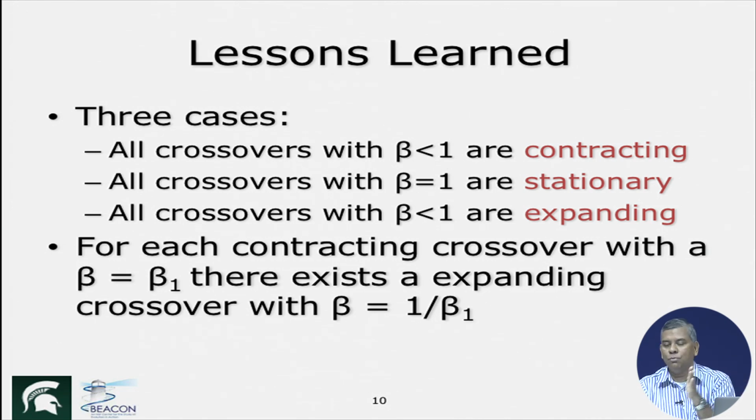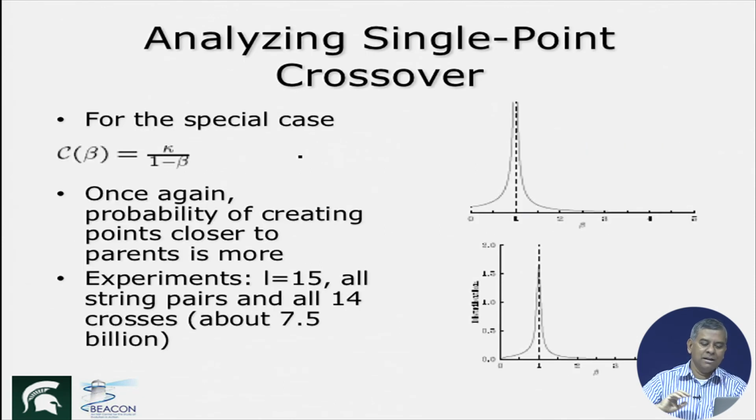How frequently, what beta should I use? If I choose a particular beta, let's say beta 1, which is less than 1, I should have an equal probability for an expanding crossover with 1 by beta 1, because then 1 by beta 1 will be greater than 1. That is simulating that when you cross the children, you get to the parent with the same probability. Okay.